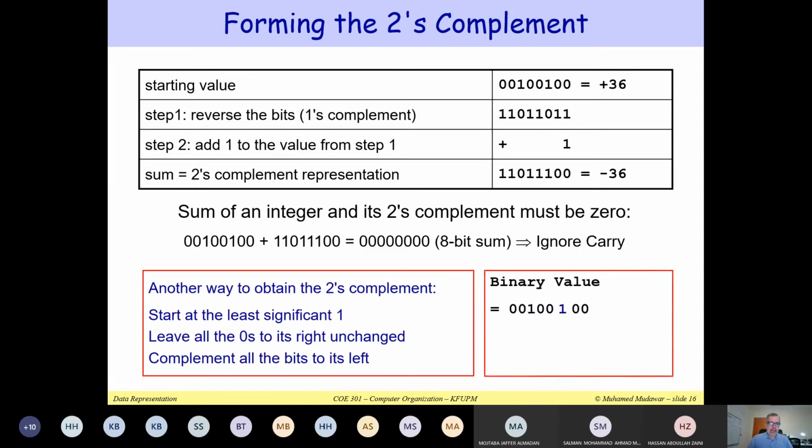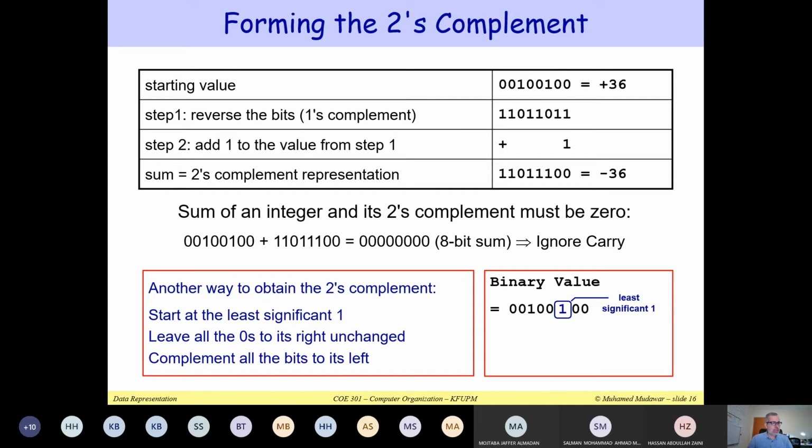There is a quick way to actually obtain the 2's complement. What you have to do is look at the binary value and skip the least significant zeros until you encounter the least significant one. In this example, it's plus 36. This is the least significant one. So the least significant zeros and the least significant one will be unchanged.